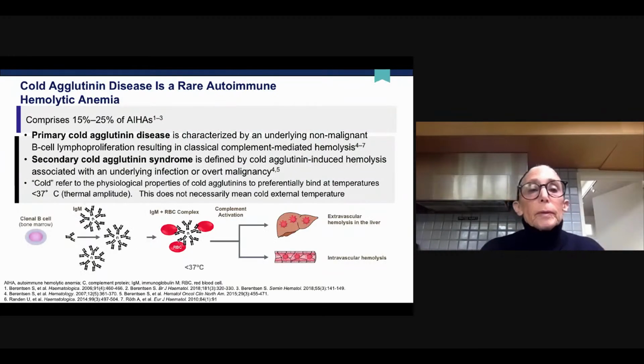So again, cold agglutinin disease, there's some clonal proliferation. It makes this IgM, it's an IgM that binds and complexes with red cells. So IgMs are big molecules with multiple arms, and that's what causes agglutination, as opposed to the IgG, which only has 2 arms. And that leads to complement activation, because IgMs always bind complement, and leads to extravascular clearance of these complement-loaded cells in the liver, and may account for some intravascular hemolysis as well.